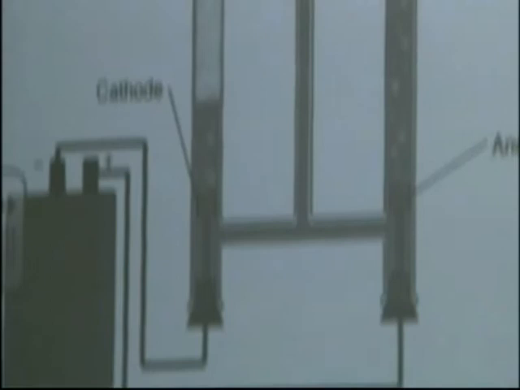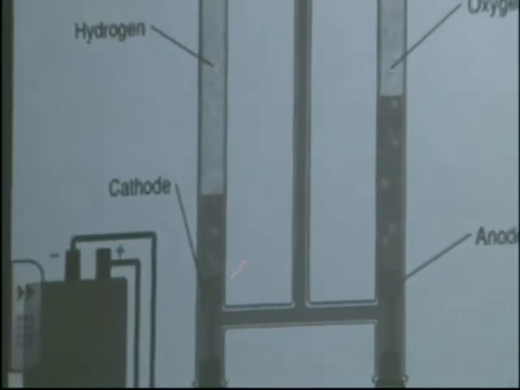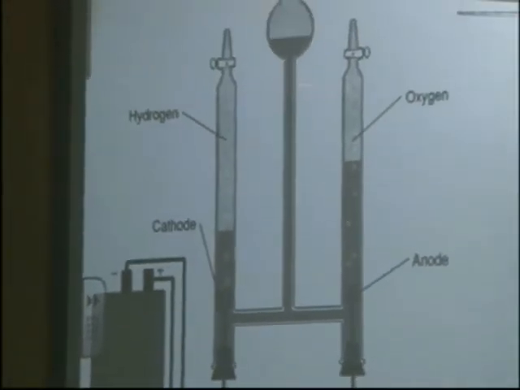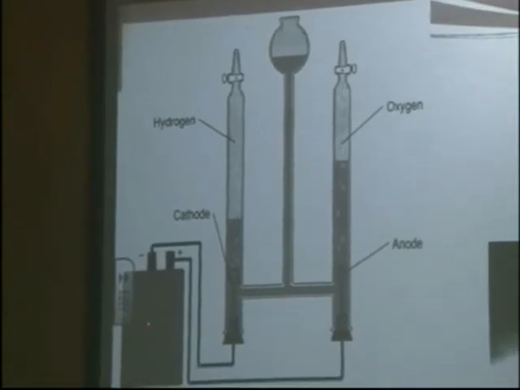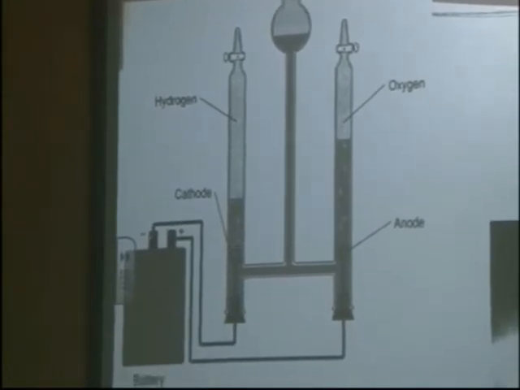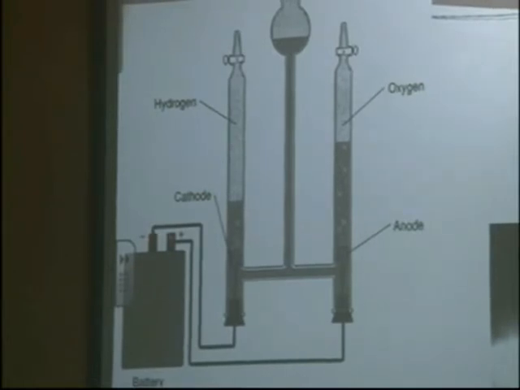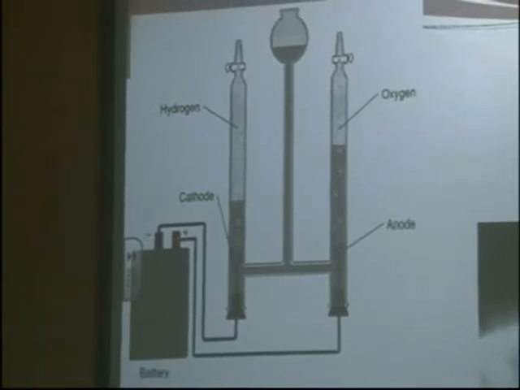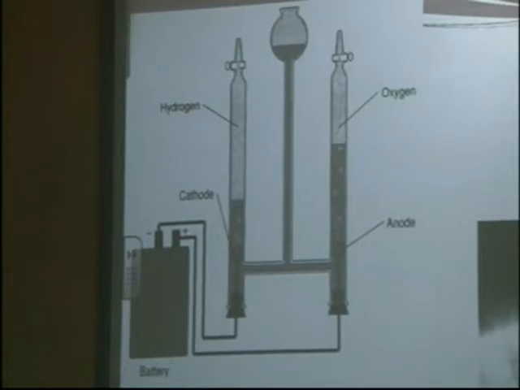Now, to explain that further, what you have here is known as the Hoffman photometer. And this is a DC battery. The cathode and the anode are connected to the Hoffman photometer.